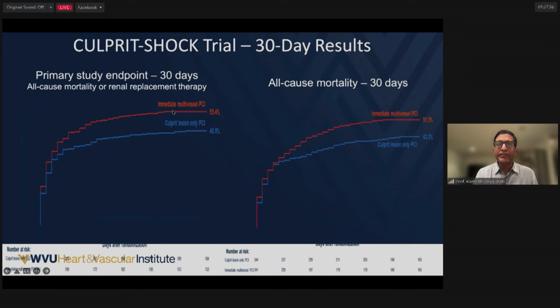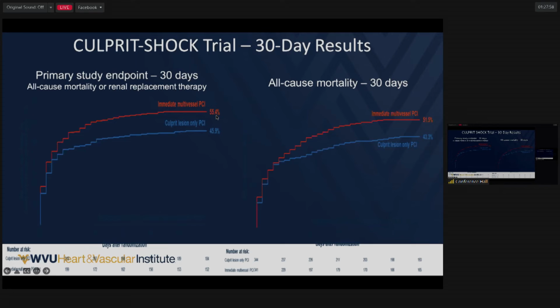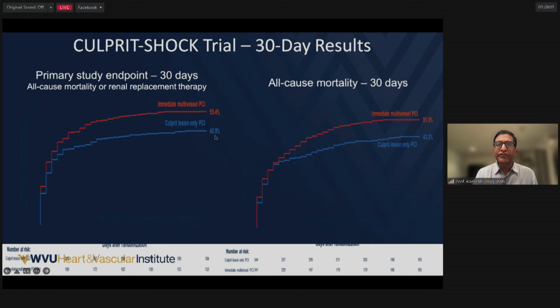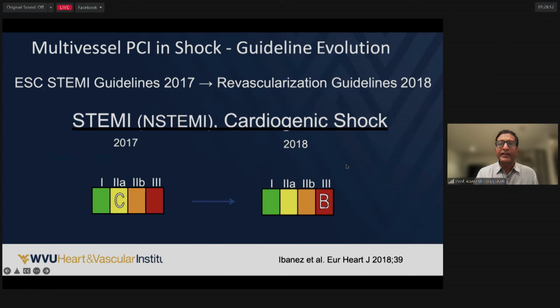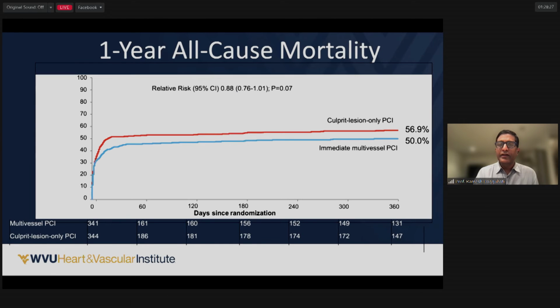But then SHOCK confused us, saying that immediate multi-vessel PCI carries a higher mortality compared to culprit lesion alone PCI. All-cause mortality is given here: 51% in the immediate multi-vessel PCI, and culprit lesion only PCI is 43% at 30 days. And so this made the European Society of Cardiology STEMI guidelines move from 2017 class 2A to class 3. So immediate multi-vessel PCI is not recommended by the European Society of Cardiology. Even at 1 year, the mortality is still in favor of culprit lesion only PCI.